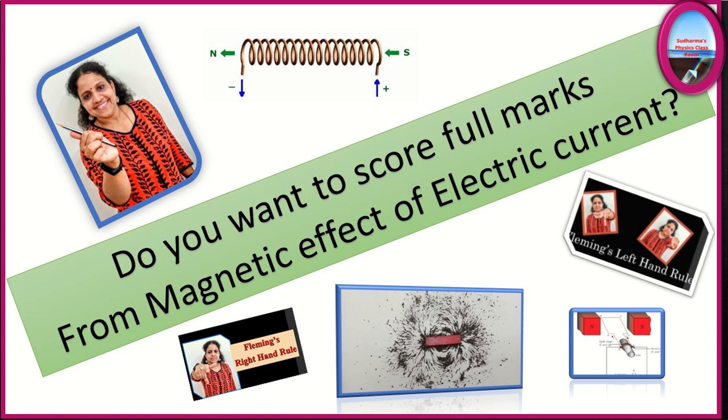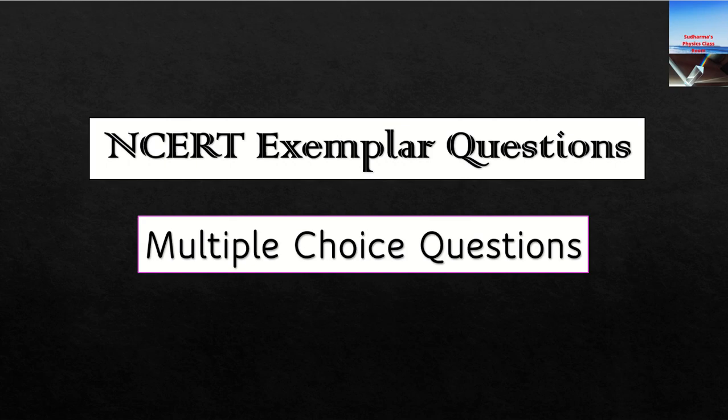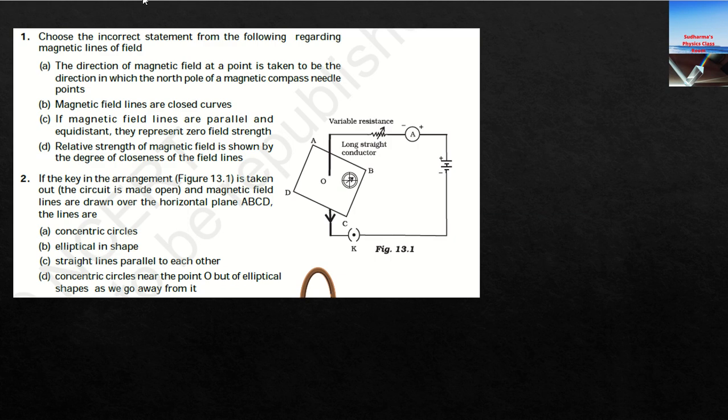Dear students, do you want to score full marks from magnetic effect of electric current? If you wish so, watch the video till the end. I am here to explain the NCERT exemplar questions from the chapter magnetic effect of electric current, and in today's video we'll be discussing the multiple choice questions. If you check the previous year board questions, you can see almost 95% of the multiple choice questions comes from NCERT exemplar questions. So we can call it as the score makers of our board exam. So let's proceed to the questions.